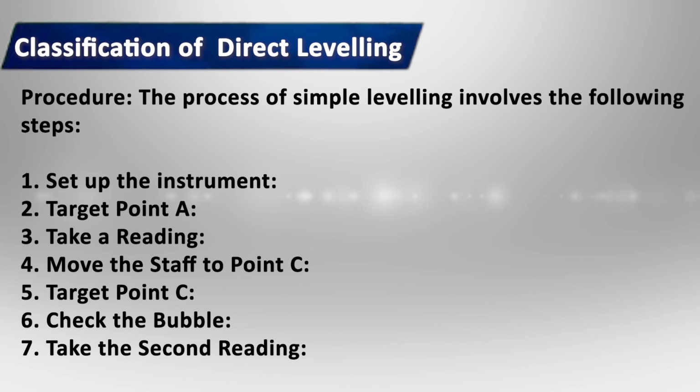Secondly, we have to target point A. We will aim the telescope at the staff held vertically at point A and focus the lens to clearly see the graduation on the staff. Next, we will take a reading. We will record the reading where the central horizontal crosshair of the telescope's diaphragm intersects the staff, ensuring the bubble in the level is centered.